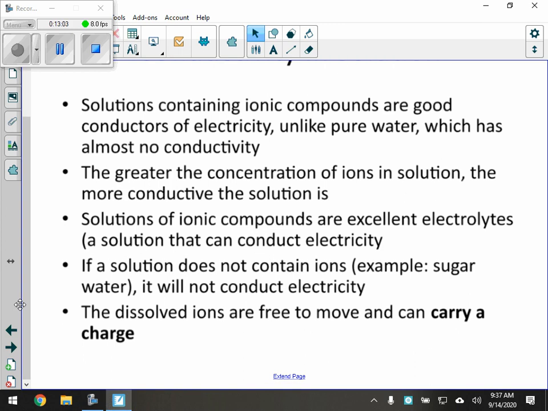So solutions of ionic compounds are excellent electrolytes, which means a solution that can conduct electricity. That's what electrolytes is. If a solution does not contain ions, for example, sugar water, it should not conduct electricity. The dissolved ions are free to move and carry a charge. I'll let you copy that wherever you need to there.